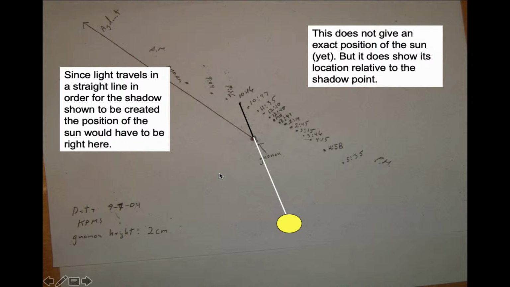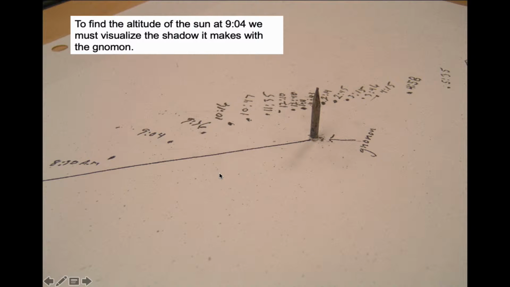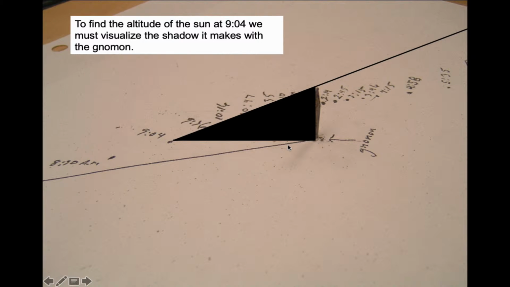If we look at this from a side view, we can look at this gnomon, and at 9:04 it was making a shadow from here to here. That's why we made a mark right there. We also know from the toothpick shadows we did in class that even though we can only see the shadow on the ground, the line that defines it comes in from the sun like this, and that's really making a triangular shadow. We did this on our last test.